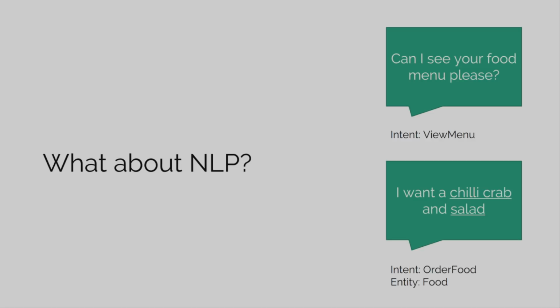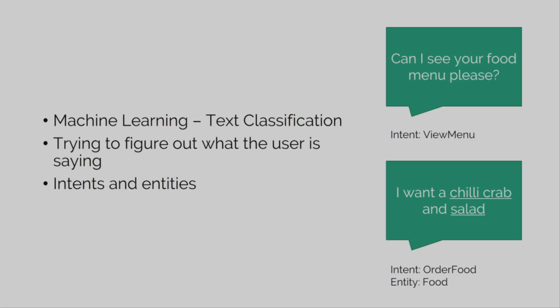So what about NLP, natural language processing? It's a form of machine learning, text classification specifically, and it involves you trying to understand what your user is trying to do. I think universally, there are two main concepts that have been adopted across all the different chat engine platforms, and that's intent and entities. Intent is what your user is trying to do, and entity is the important data within what your user says. For example, "I want a chili crab, which is great in Singapore, by the way, and salad." Those are your two food entities.